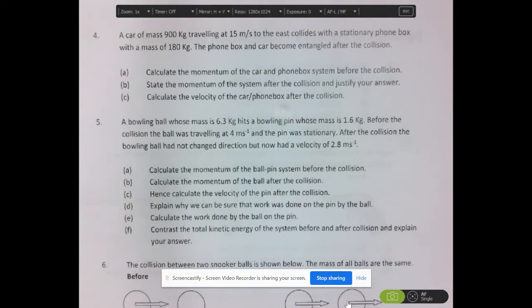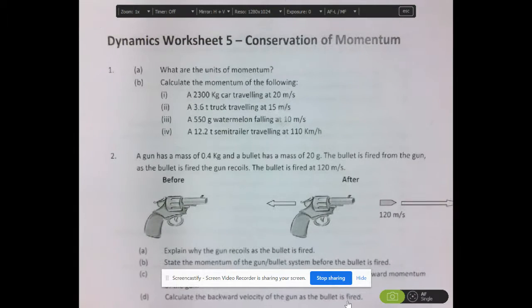Welcome back. We're about to do question 4 onward for dynamics worksheet number 5, the conservation of momentum.